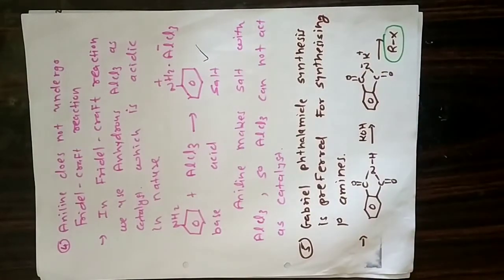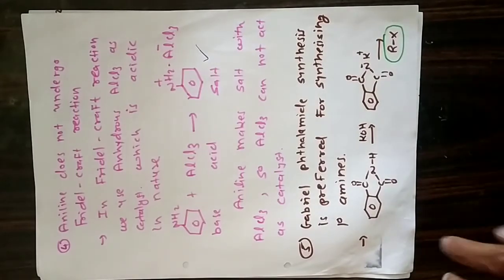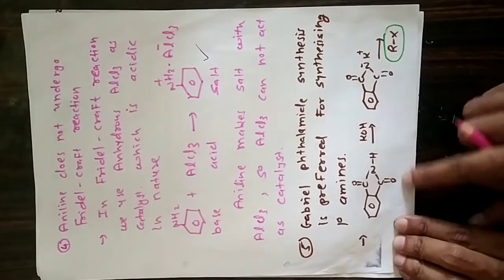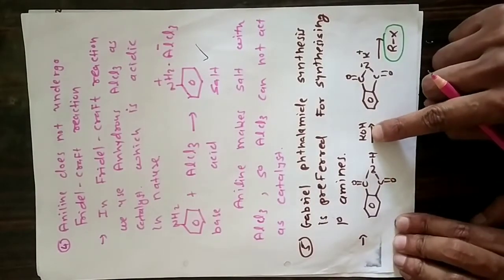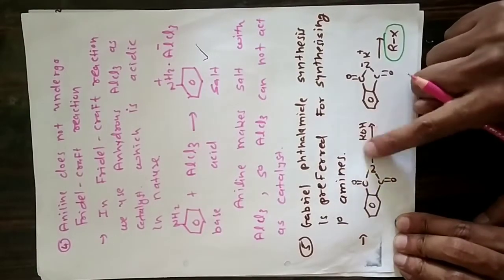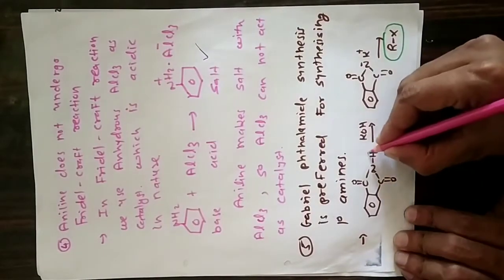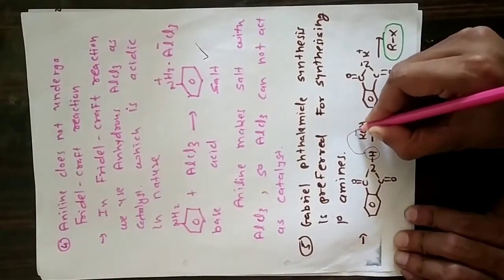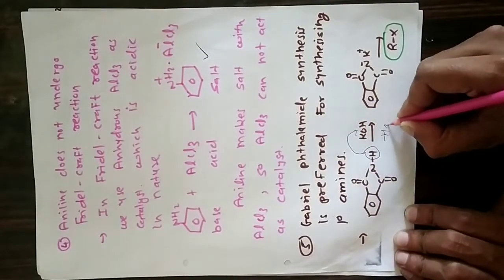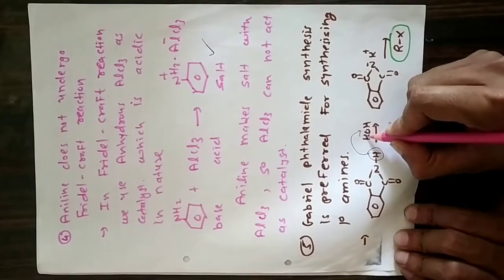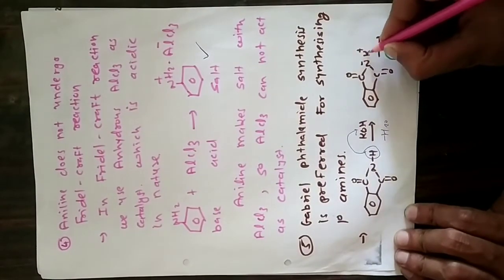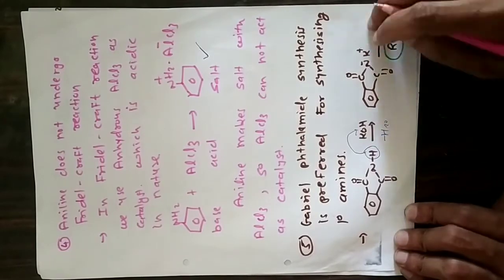Fifth one, Gabriel phthalimide synthesis is preferred for synthesizing primary amine, 1 degree amine. Now look at the reaction, Gabriel phthalimide synthesis. You can see this one is our phthalimide. When it reacts with strong base KOH, now this is a base, so it has a tendency to gain H+. It attracts H+. So this hydrogen it takes and makes H2O, so minus H2O will be there. Now this K+ ion is free, so with the negative charge, this K+ attaches and makes this ionic bond.